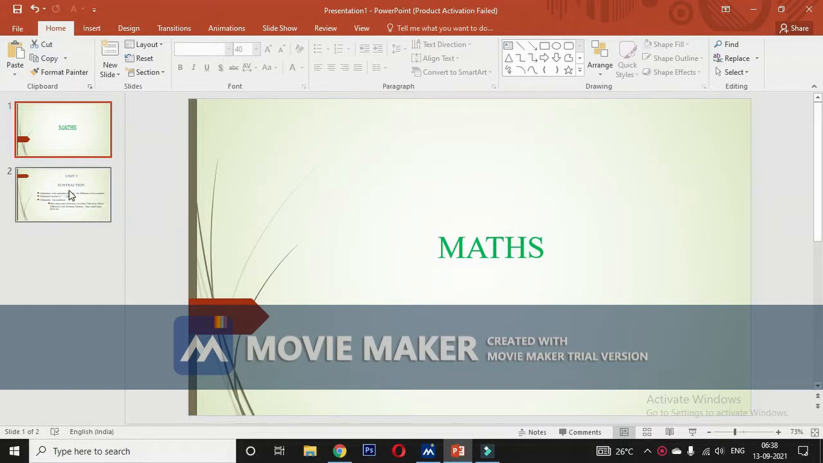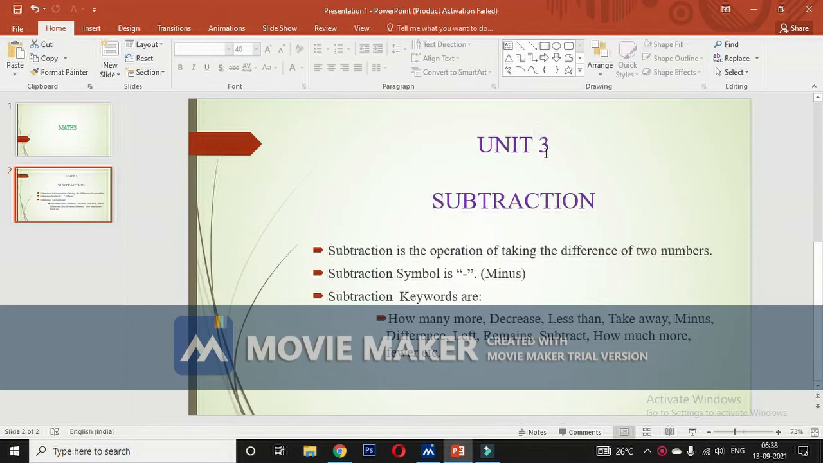Children, in today's class we are going to learn about the new unit, that is subtraction. Okay, so children, what is subtraction? Yes, subtraction is the operation of taking the difference of two numbers. So subtraction means we are taking the difference of two numbers. The subtraction symbol is minus.